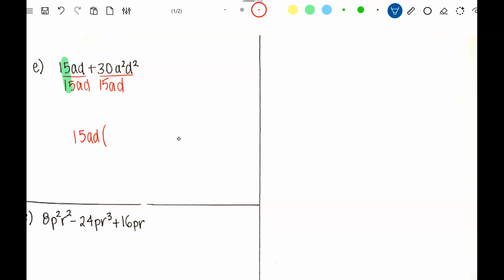Divide left to right. 15 divided by 15 is 1. When I subtract the exponents on the A's, I don't have an A coming down. When I subtract the exponents on the D's, I don't have a D coming down. Since there's not a variable, this 1 is not understood. It is 1, so you cannot drop it off.